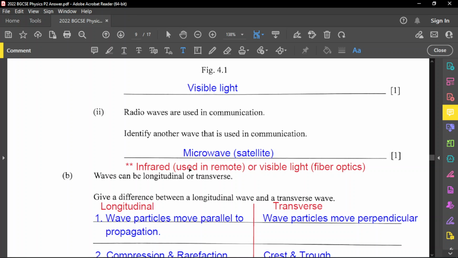Infrared can be used, but it's used in communication between a device and a remote. So the example, TV remote and a TV. Visible light can also be used, and visible light is used in fiber optics communication.